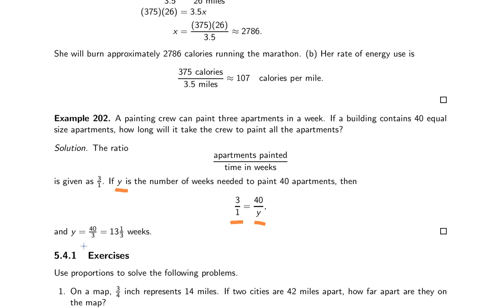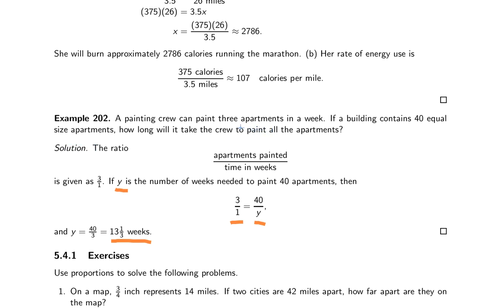Divide both sides by 3, so y is 40 over 3. 3 goes into 40 13 times, that's 39, remainder 1. So that's a mixed number, that's 13 1/3 weeks. So that's how long the painting crew takes to paint 40 of these apartments.